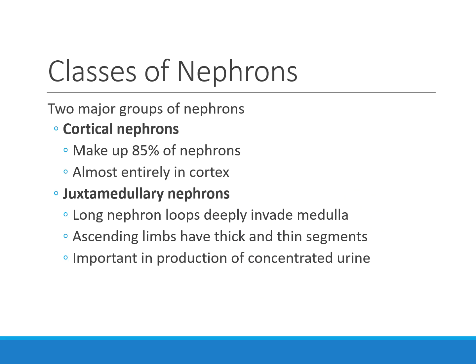So let's talk about those nephrons for just a second. There are two major kinds of nephrons. Cortical nephrons make up about 85% of the nephrons that you have. So remember that you have about 1 million in each kidney, so 850,000 of them in one kidney are called cortical nephrons, and they make up most of the cortex.